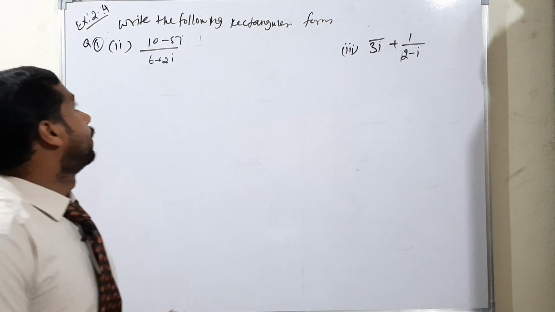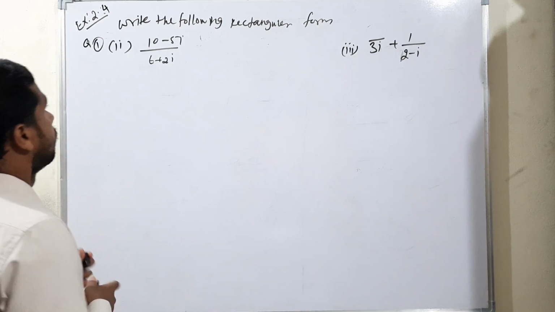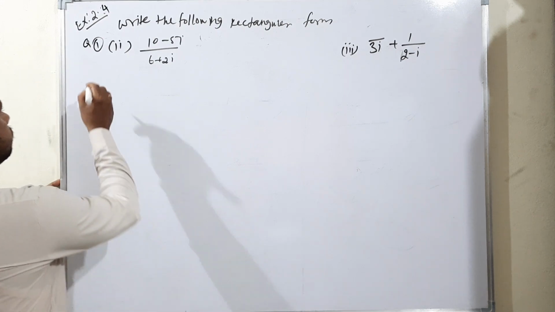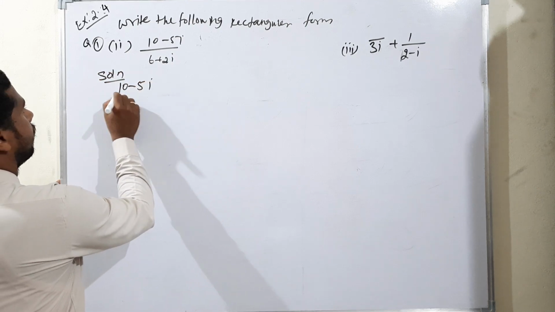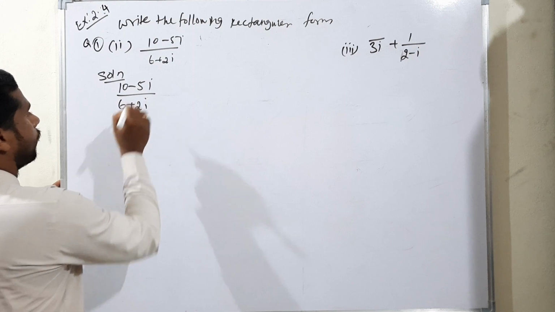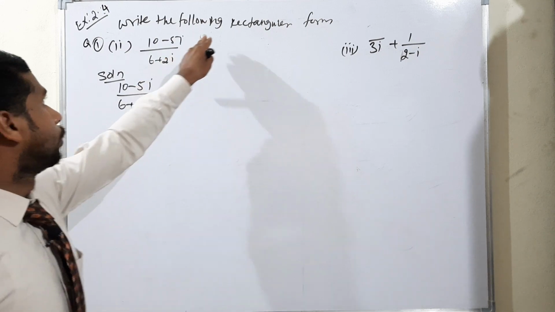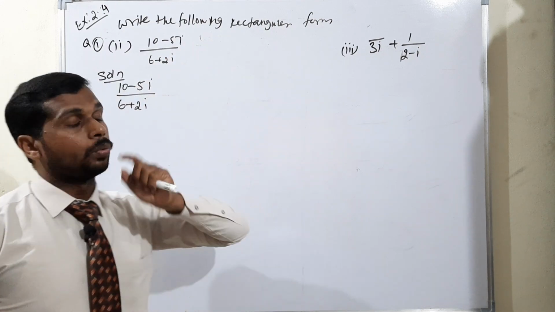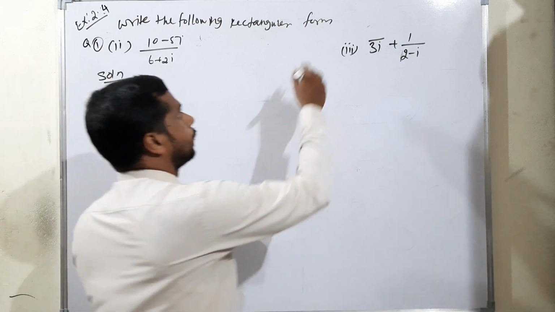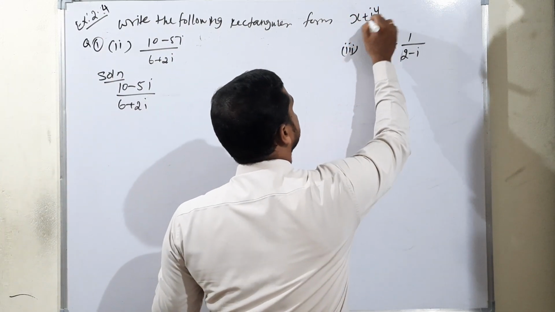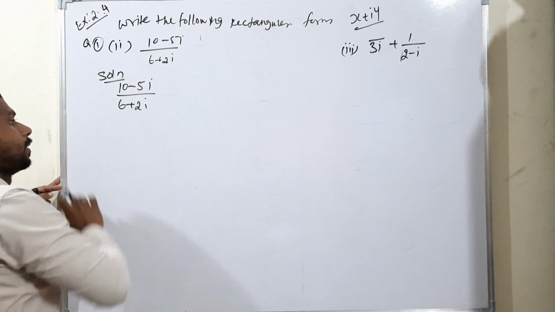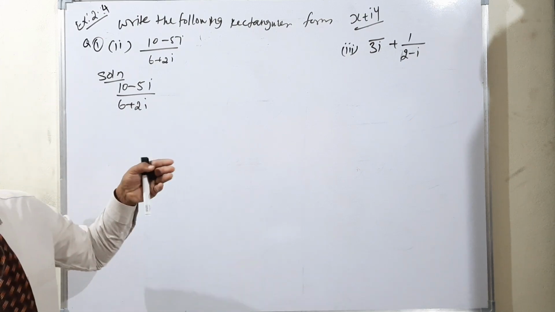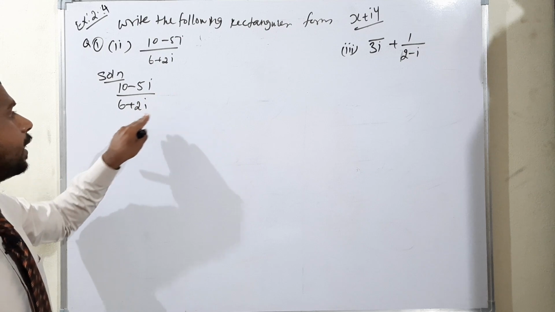So what is the question? Subdivision 2: 10 minus 5i divided by 6 plus 2i. This is not in standard form, but the question says write the following in rectangular form. What is the meaning of rectangular form? x plus iy form, isn't it? x is called real, y is called imaginary. This is not standard, so what we have to do? We have to multiply both sides by the conjugate.